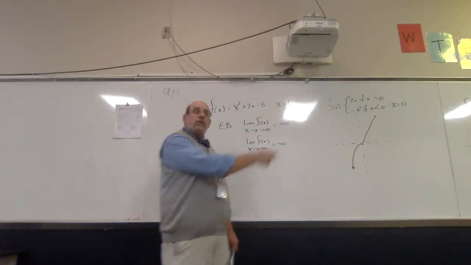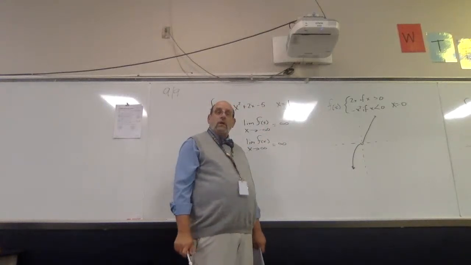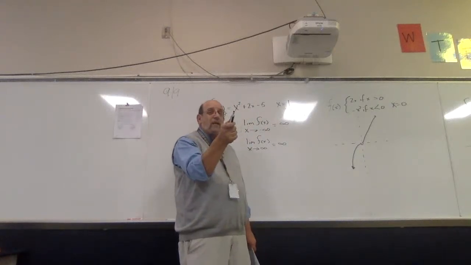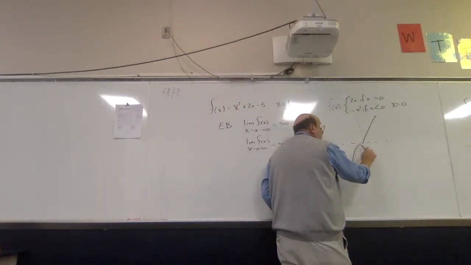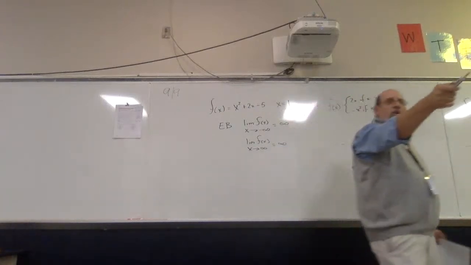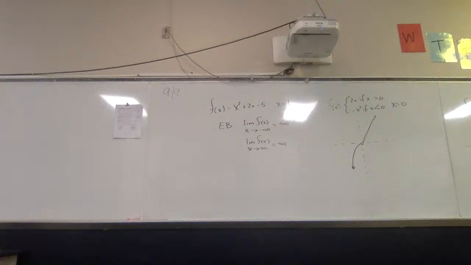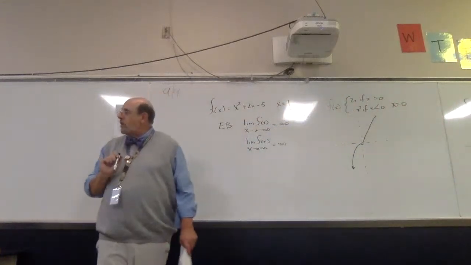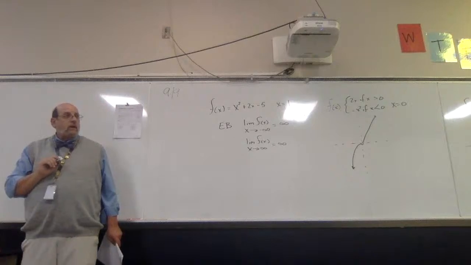Now, is there a limit at 0? Are we approaching from the left and from the right the same spot? Are we getting infinitely close to the same number from both sides? We are. So there is a limit, and the limit is 0. But there's no actual value, so it's not continuous, but there is a limit there. Are we okay? Is everyone all right?